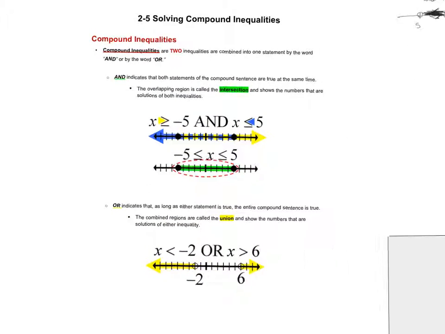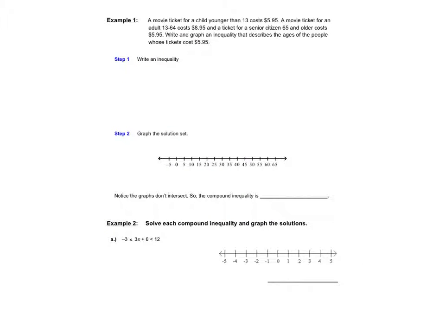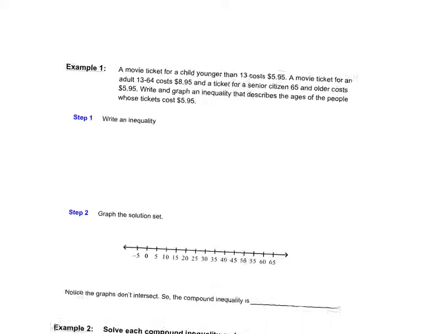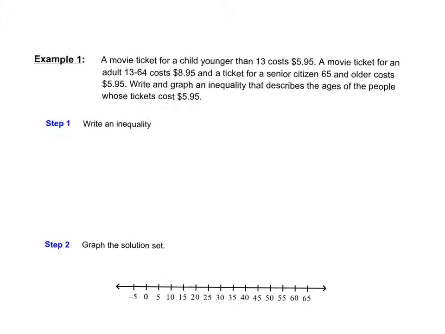Now, just like regular inequalities, compound inequalities require solving. And the solving of the inequalities is basically going to create two separate inequalities. Let's look at this example. A movie ticket for a child younger than 13 costs $5.95. A movie ticket for an adult that's 13 to 64 costs $8.95 per ticket. And senior citizens 65 and older cost $5.95. Write and graph an inequality that describes the ages of the people whose tickets cost $5.95. So let's look to see who costs $5.95.